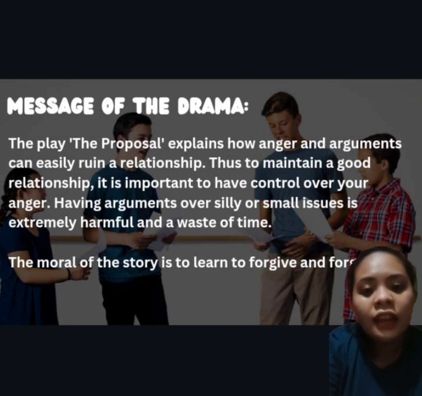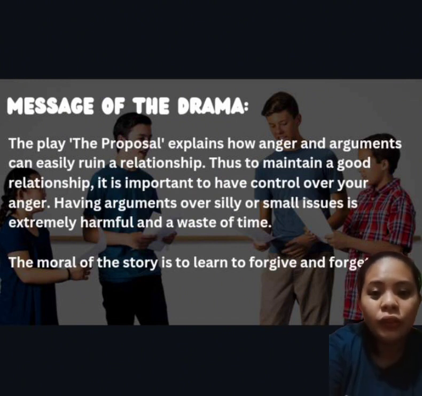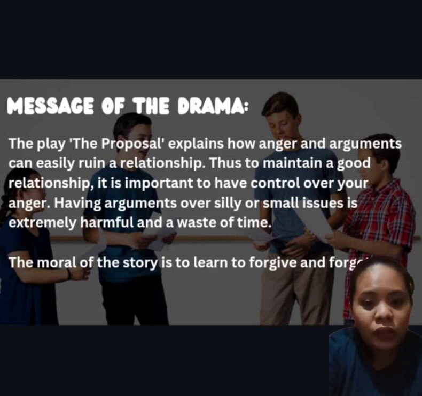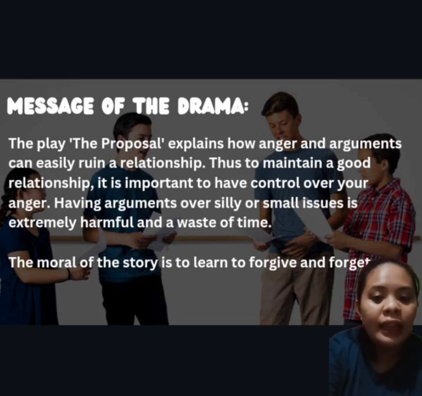So now we will analyze what is the central message of the play entitled The Marriage Proposal. So the play, The Marriage Proposal, explains how anger and arguments can easily ruin a relationship. Thus, to maintain a good relationship, it is important to have control over your anger. So, having arguments over silly or small issues is extremely harmful and a waste of time.